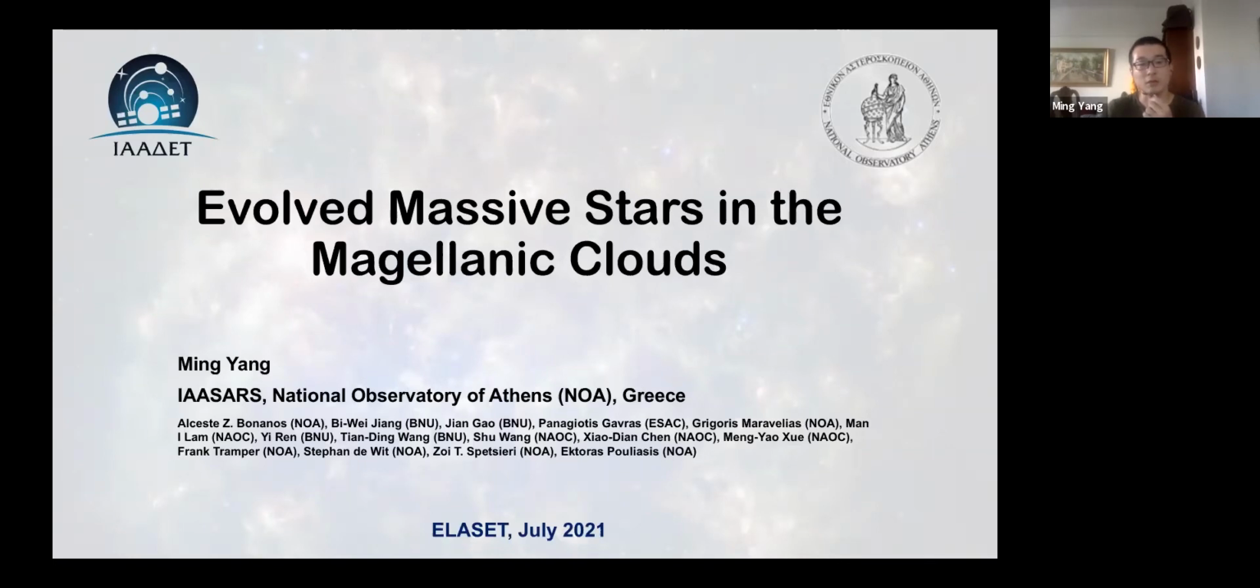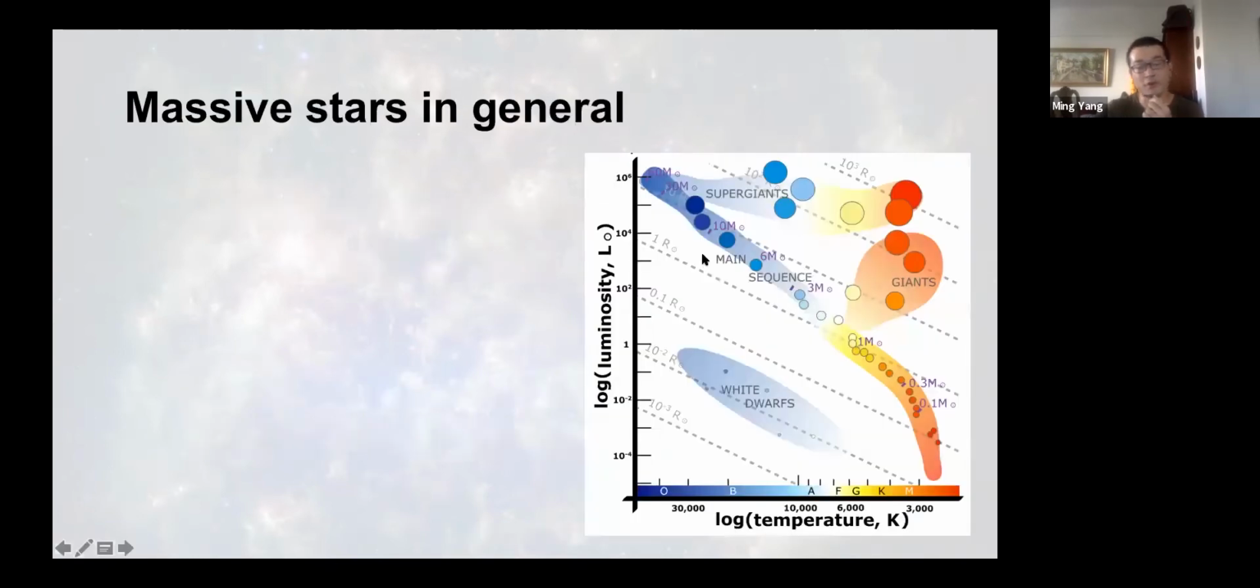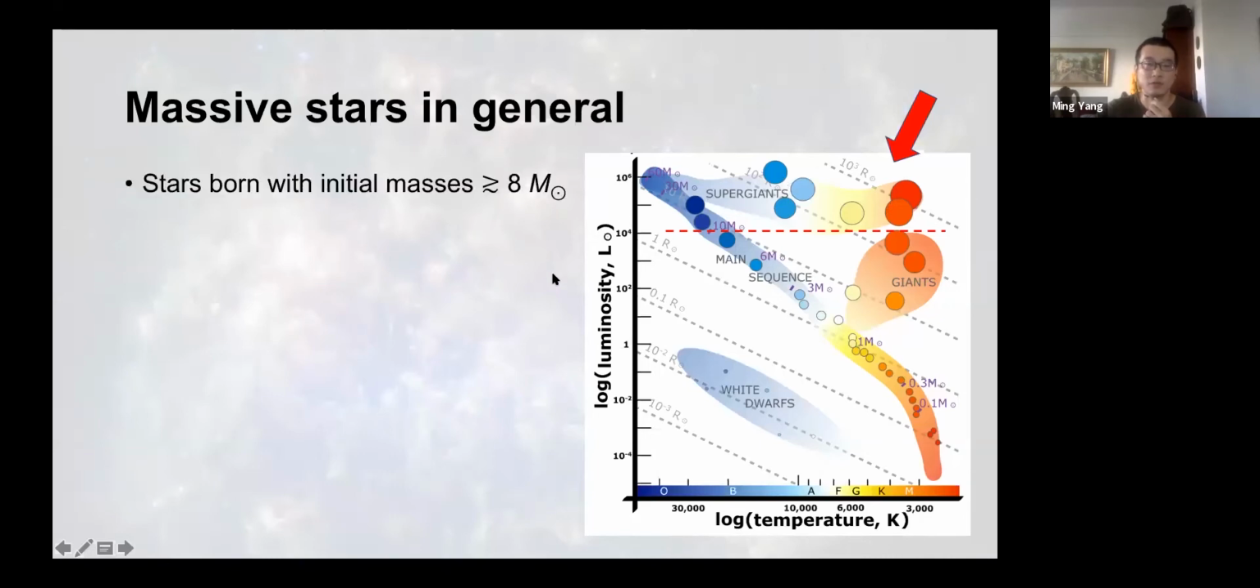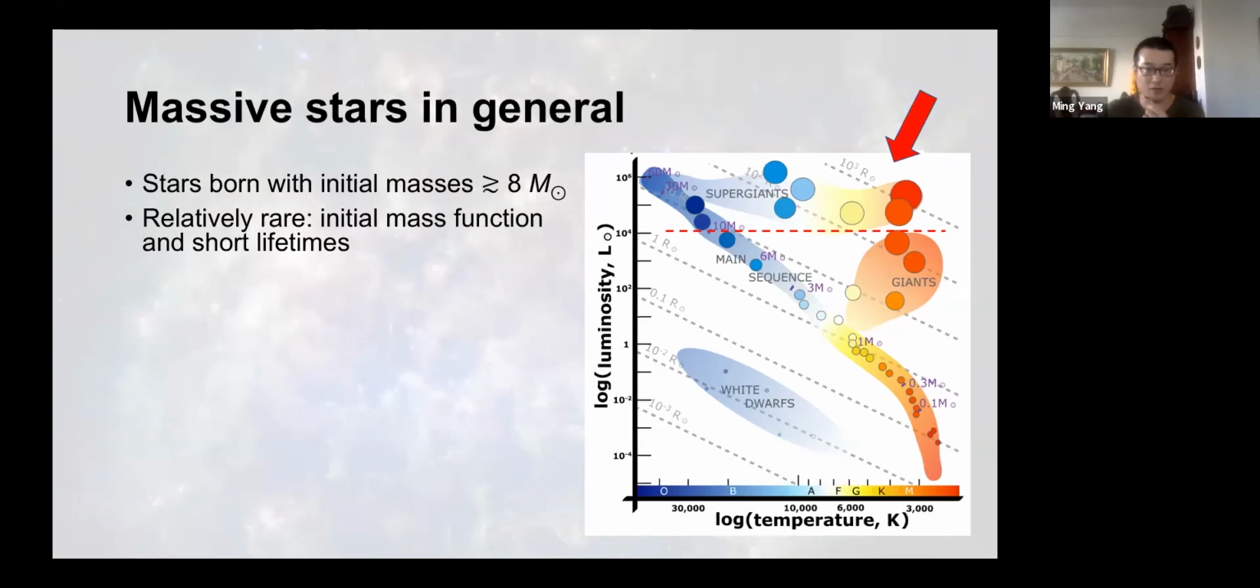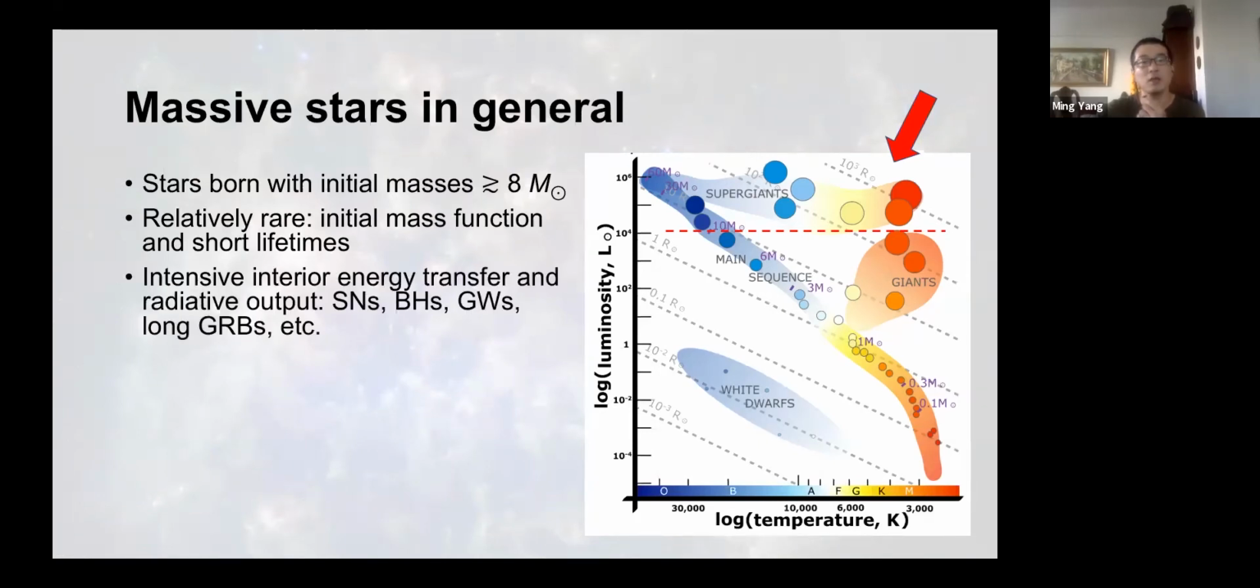So today I'm going to talk about evolved massive stars in the Magellanic Clouds. First, I'm going to give some general description about massive stars. On the right side, you can see a typical HR diagram. Above this dashed line, these are massive stars. Generally speaking, they have a large initial mass, larger than 8 solar masses. They are relatively rare because of the initial mass function and also their short lifetimes.